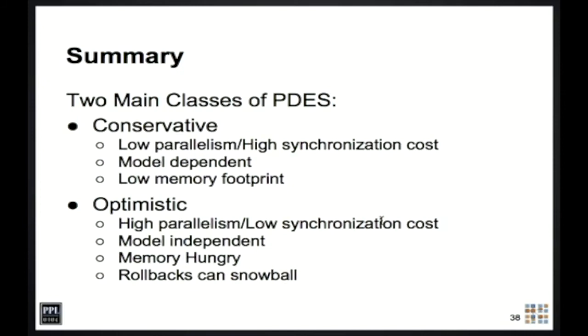It can be memory hungry in that you need to keep around potentially millions of events at a time before you know which events can be committed, and your rollbacks can snowball.